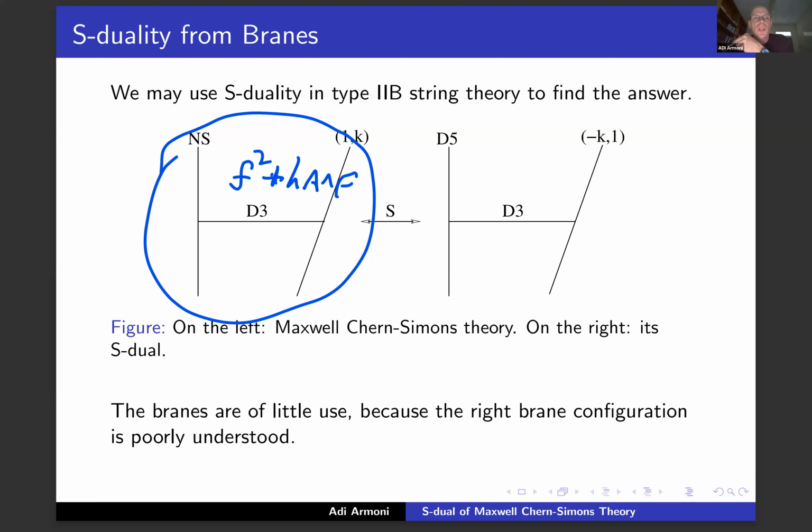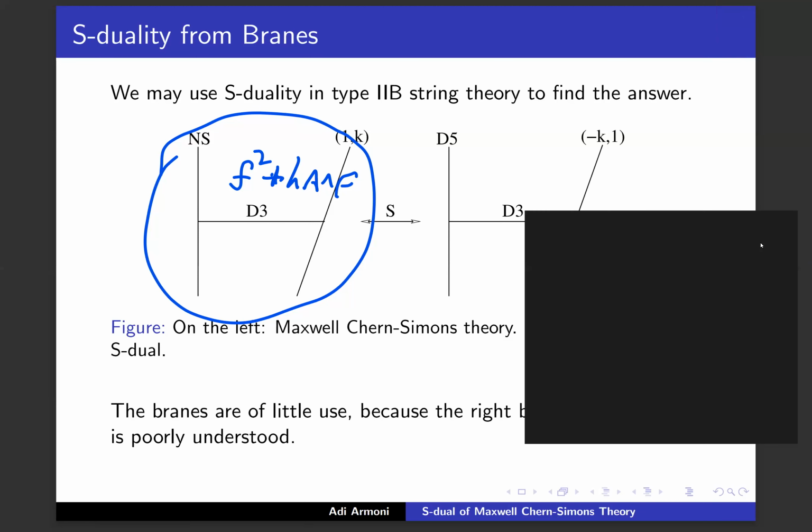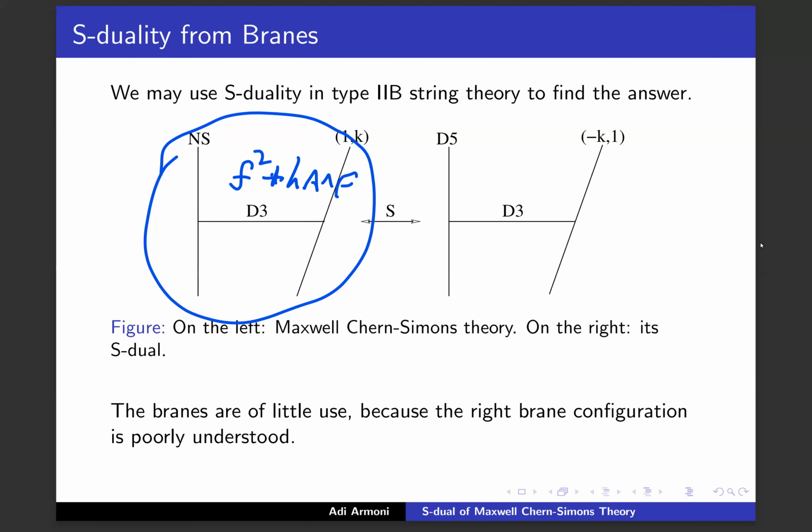Any questions about the introduction part, the goal of my talk? Any questions, please? So the field theory lives on the intersection of the D5, D3, and 5-brane, right? On the (1,k) 5-brane. So the way to think about it is that the Chern-Simons lives on the intersection of the D3 and the (1,k), or the (minus k, 1). So that's the Chern-Simons term.